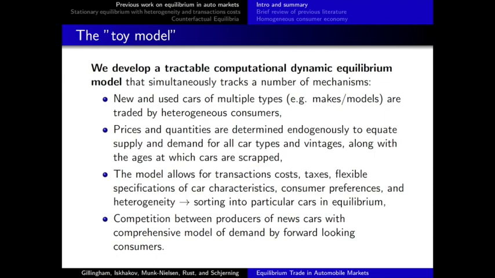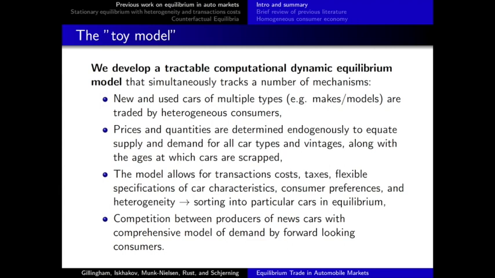The model also allows for transaction costs, taxes, flexible specification of car characteristics, consumer preferences, and heterogeneity, which allows for sorting of consumers into different cars in equilibrium. We started simple, and we're going to end with a pretty flexible one.